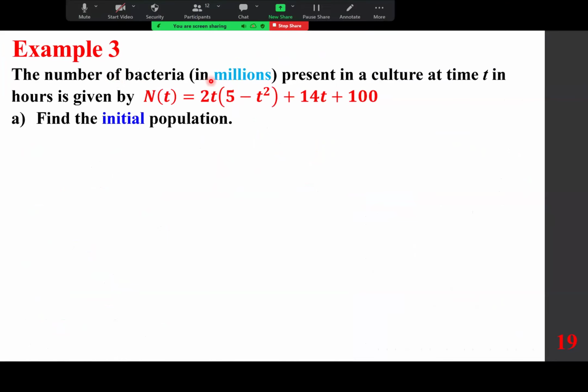The number of bacteria in millions present in a culture at time t in hours is given by n of t equals 2t times (5 minus t squared) plus 14t plus 100. Find the initial population. By definition, initial population means n of 0, so just plug in t equals 0. This goes to 0, this goes to 0. The answer is 100 million bacteria.